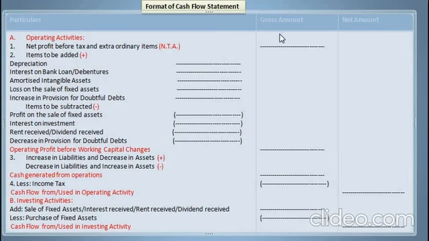You can see a total of 3 columns are there. The first one is of particulars, then we have gross amount, and the last is of net amount. Okay. So the first activity which I am going to discuss is operating activities. Operating activities has a total of 4 parts.